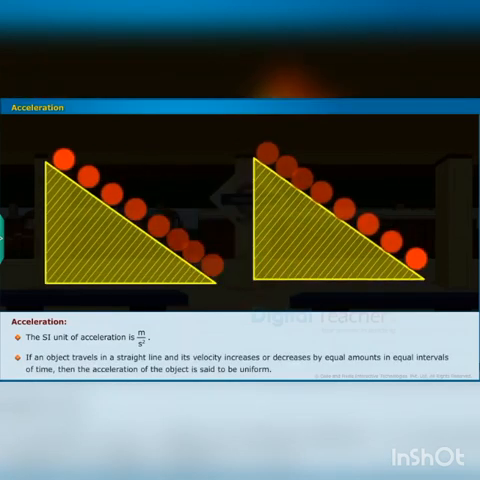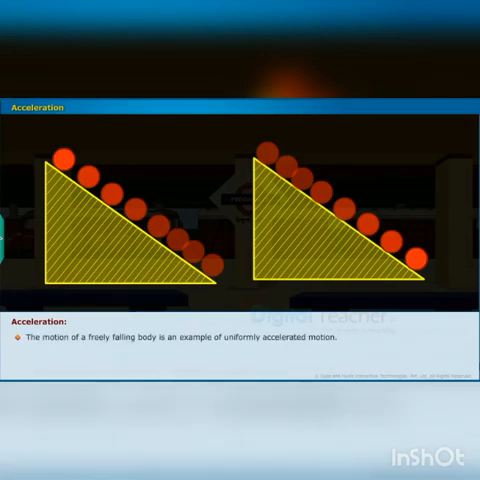If an object travels in a straight line and its velocity increases or decreases by equal amounts in equal intervals of time, then the acceleration of the object is said to be uniform. The motion of a freely falling body is an example of uniformly accelerated motion.